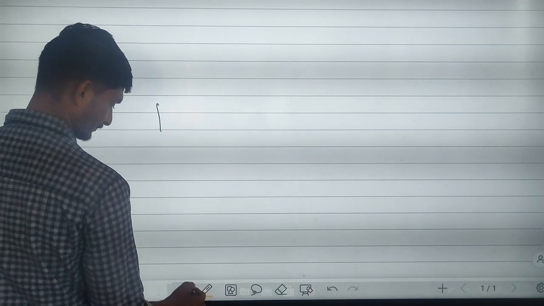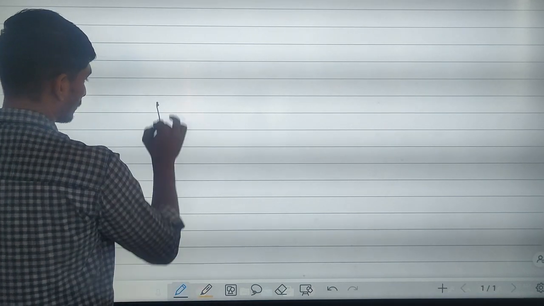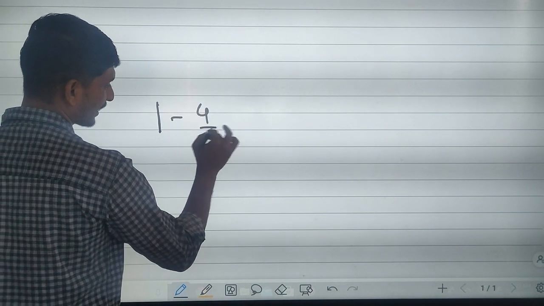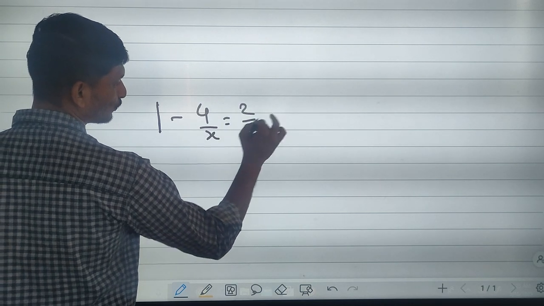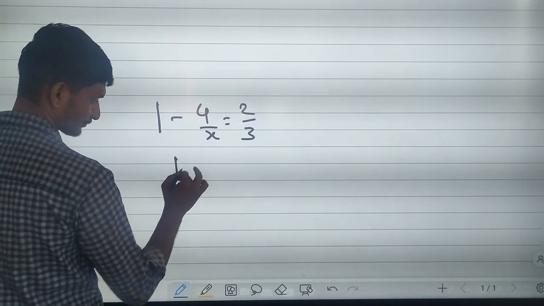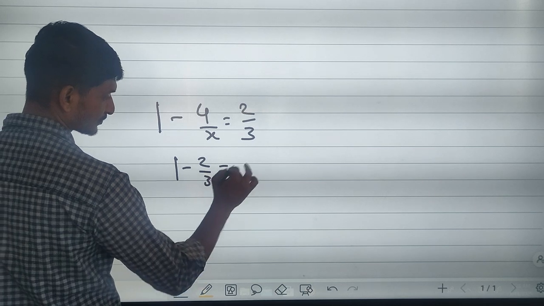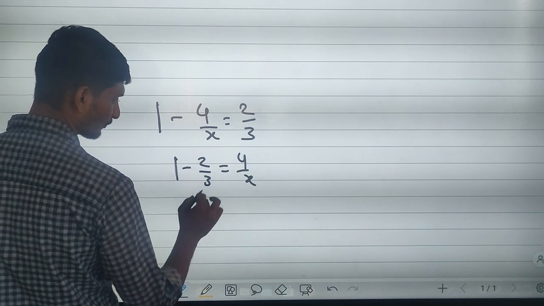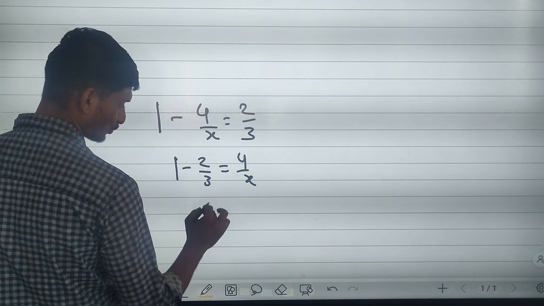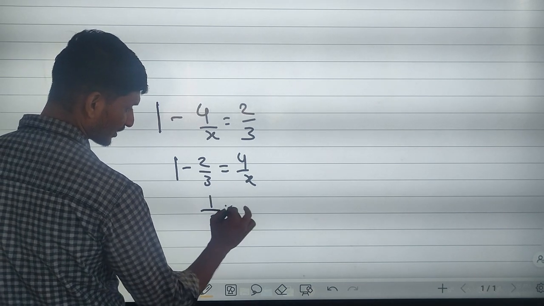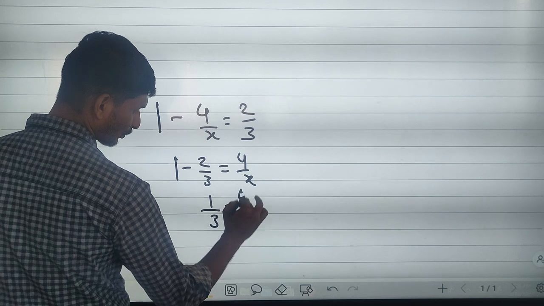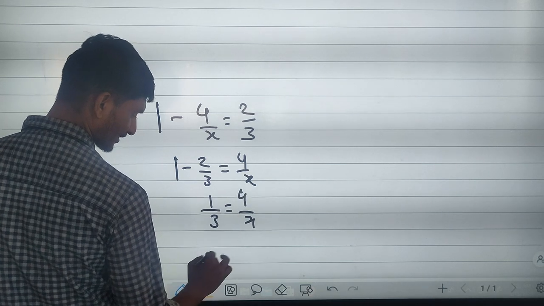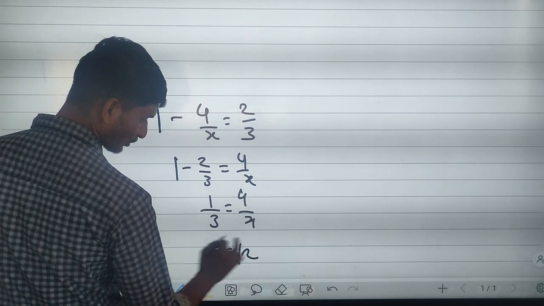1 minus 4 by x is equal to 2 by 3. Solve it. 4 by x, then 3 minus 2, 1 by 3 is equal to 4 by x. Then x is equal to 12.